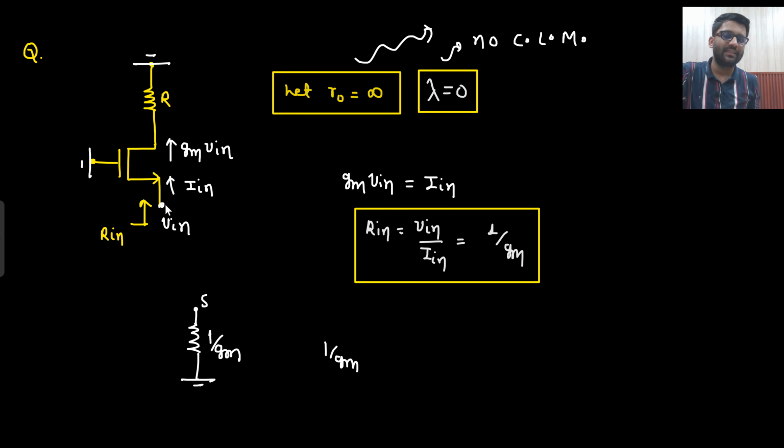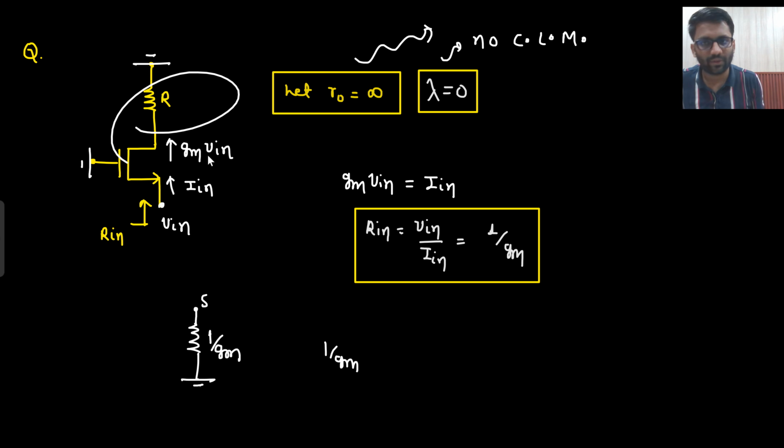But one thing I can see is that from source to gate I see 1 by Gm, and gate is connected to ground. So from source to ground, I only see 1 by Gm, nothing else. From source, there is only one branch going in. That branch is this one, and this branch is 1 by Gm. So from source to ground, I see 1 by Gm.